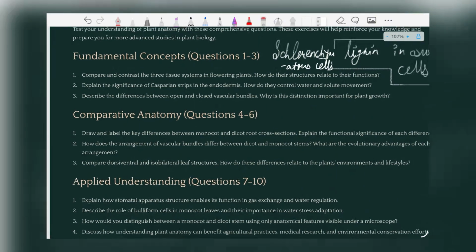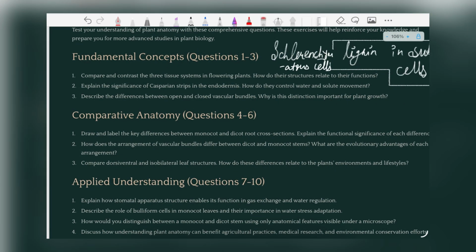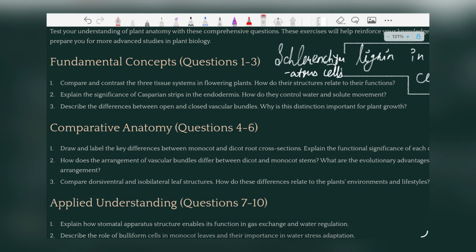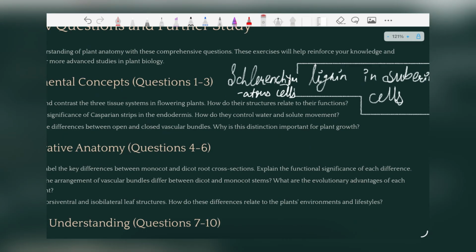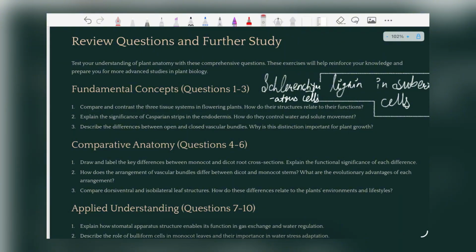For protection of plants. Explain the significance of Casparian strips in the endodermis. How do they control water and solute movement? As they are made up of sclerenchymatous cells, they are impermeable, they contain lignin, and therefore they have a waxy type layer, suberin. Because of suberin, the water doesn't pass through them but passes parallel to them, and this controls the direction of water and solute movement.